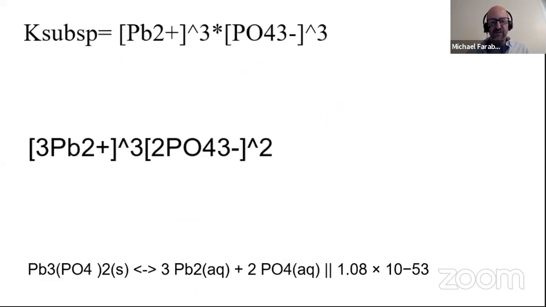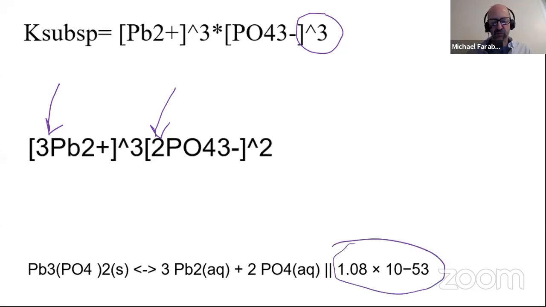And then some other, just some careless errors. It should be raised to the second power, not the third power. And we do not need extra numbers inside the brackets. This might indicate some kind of extra coefficient. So again, that would be a potential concern for your symbols. This person wrote the expression and wrote the Ksp, but never actually wrote the concentration of lead and the concentration of phosphate. So this is an incomplete answer.